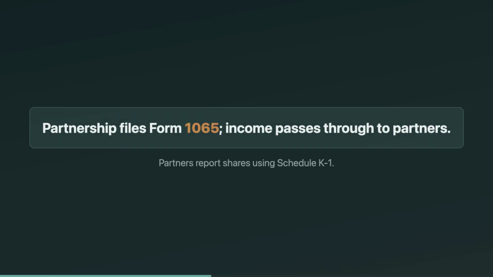With two or more owners, the default federal classification is partnership if they carry on a business and divide profits. The partnership itself generally doesn't pay income tax. Instead, it files an information return and pushes the results out to the partners. On the exam, the big tells are Form 1065 and Schedule K-1. Partners report their share on their own returns.